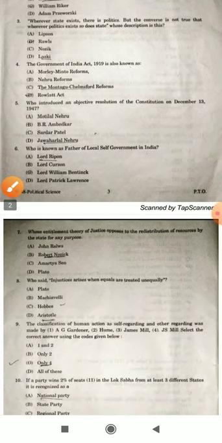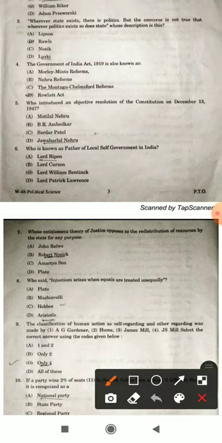Question number 5. Who introduced the objective resolution in the Constituent Assembly on December 13, 1946? Answer is D. Jawaharlal Nehru.